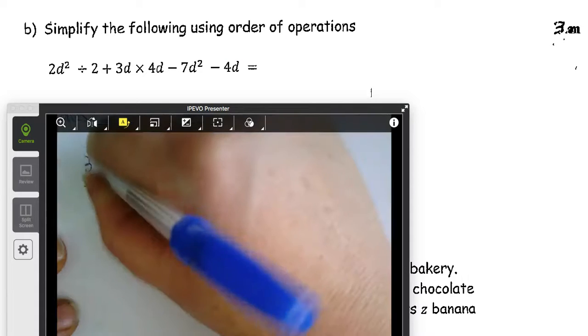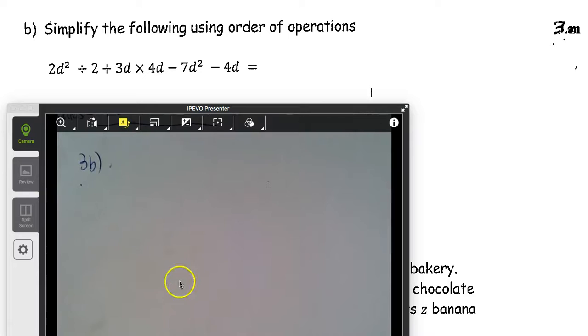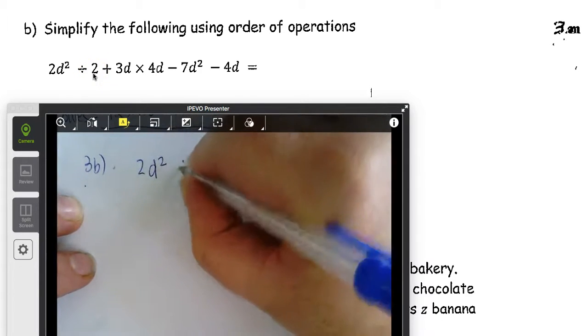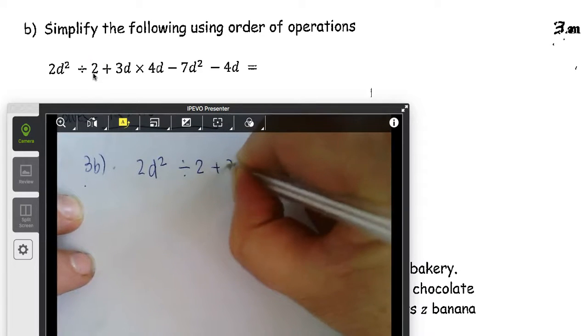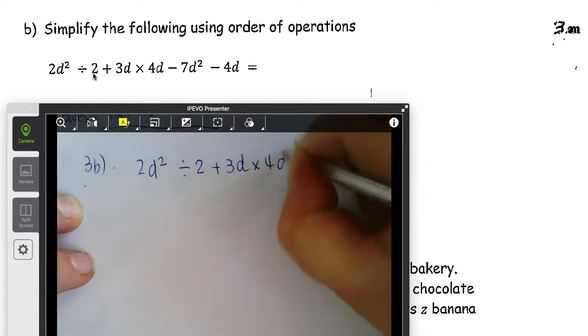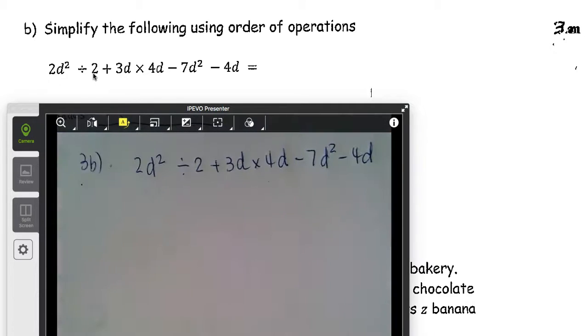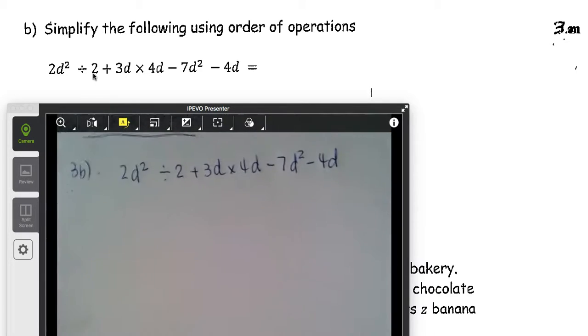B, simplify the following using order of operations. Now, we've got to be very careful. I'm going to write the question out. 2d squared divided by 2 plus 3d times 4d minus 7d squared, take away 4d. There's a lot there. Now, order of operations.